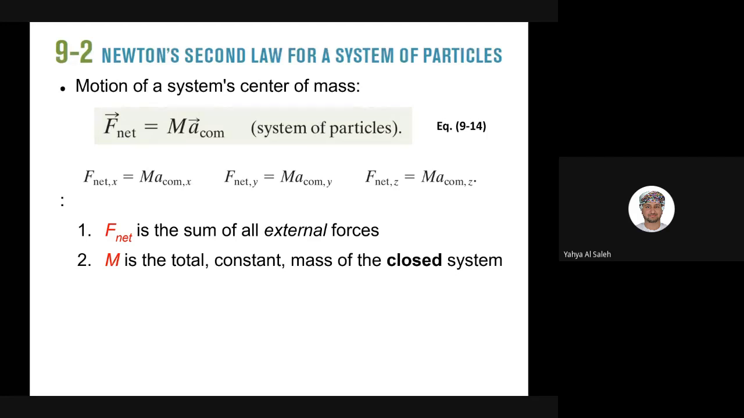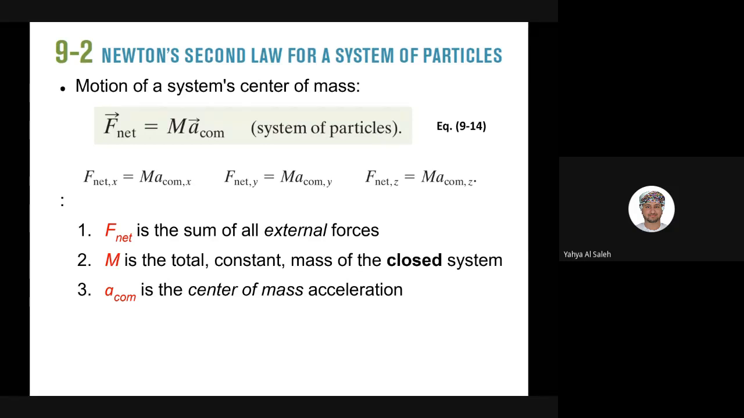We said if we have 3 dimensions, then we do the x-axis alone, y-axis alone, and z-axis alone. And just to recap, we have F net equals m a_com, where F net is the sum of all external forces, m is the total constant mass of the closed system, and a_com is the acceleration of the center of mass.